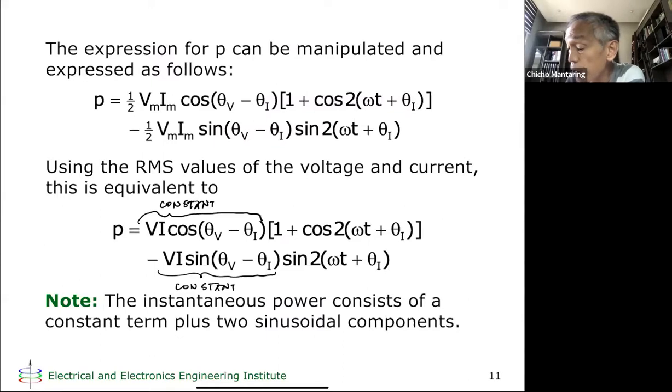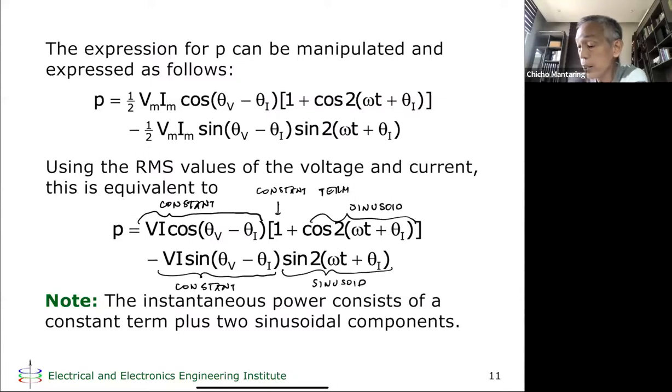So here I have 2 sinusoids. Here, this will result in a constant term. This is a constant term. And then this is a sinusoid, and then this is another sinusoid. Okay. So I have a constant term, and then I have 2 sinusoidal components. I have a constant term and I have 2 sinusoidal components, no?